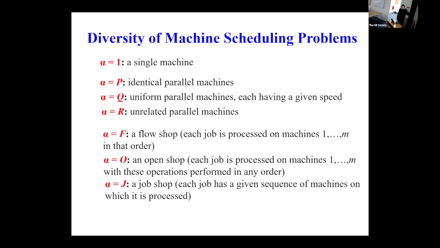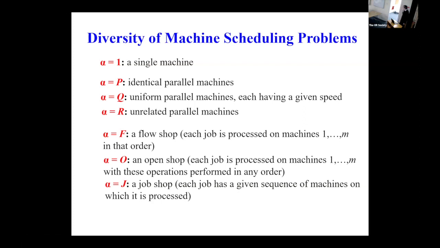Okay, and the ones at the bottom, F, O, and J, are problems where you have multiple operations done on different machines. F is a flow shop, which means that every job is first processed on machine one, then it moves on to machine two, then it moves on to machine three, etc. If alpha is equal to O, that's an open shop, and it means that the operations on the different machines can be done in any order.